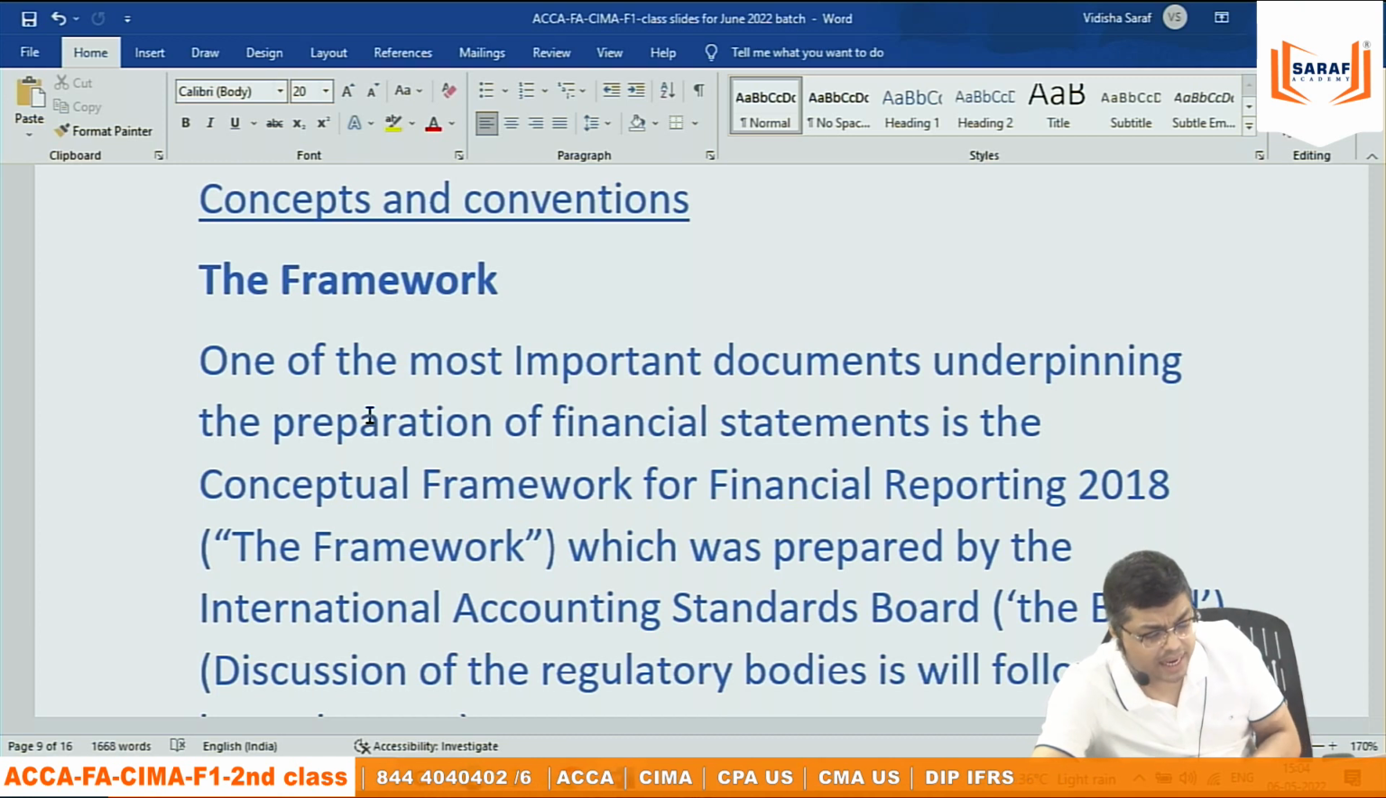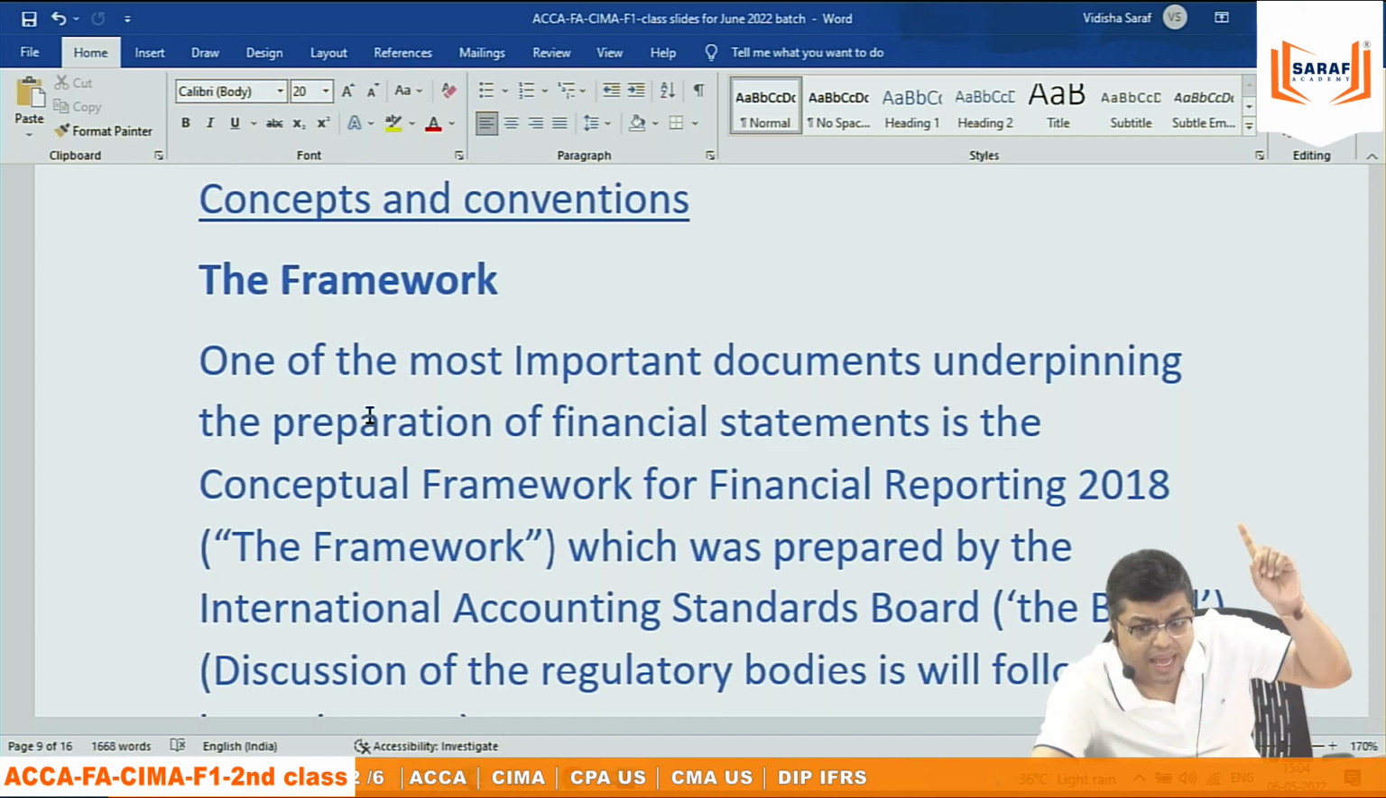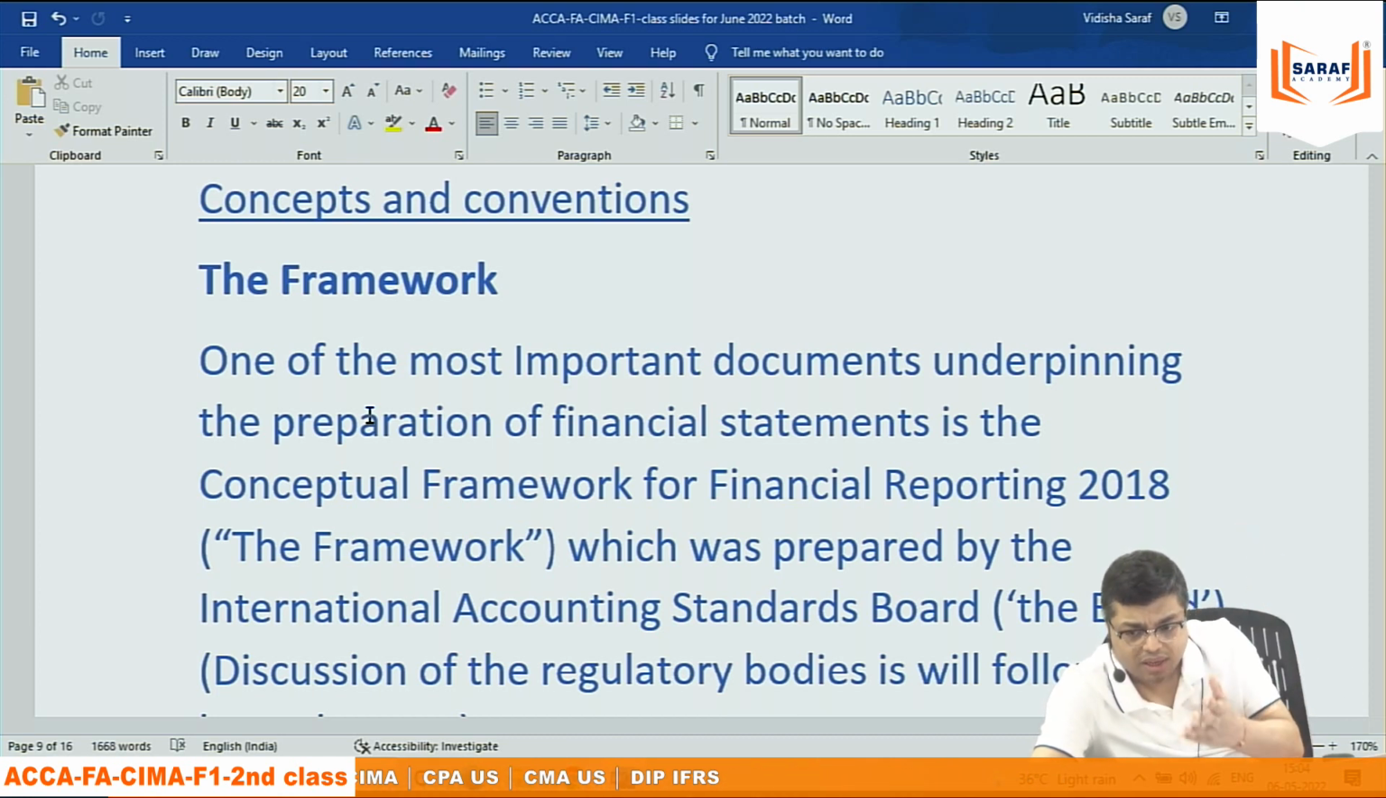Those accounting standards are getting prepared since 1975. And they are going to celebrate in 2025 50 years. Those standards they are making for 50 odd years. Those standards are regularly changing because of the change in the framework.